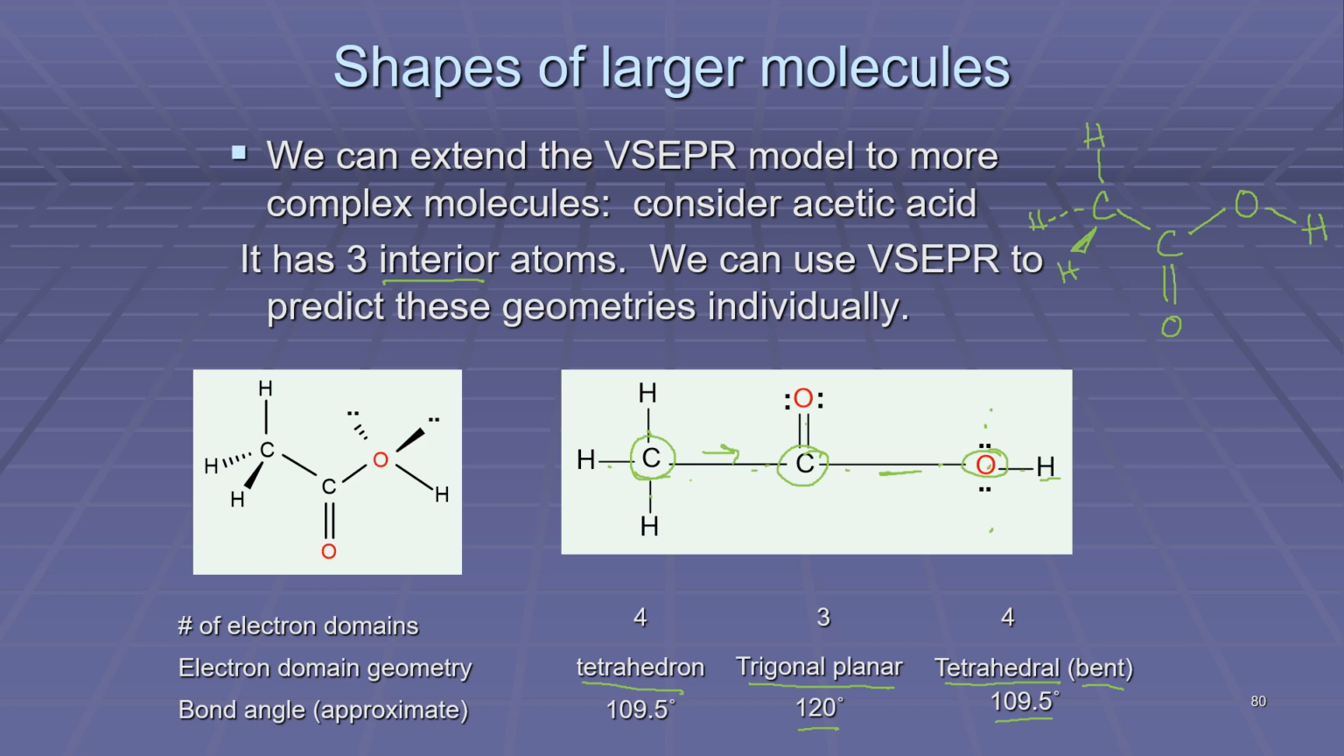But you don't want to put them straight across from each other, because it's not linear, it is bent. And then I'm going to put little balloons to show the unshared pairs, to show that they're taking up space, and that's why the oxygen's bent. So again, this is the overall shape of the molecule. If you have more than 1 center, you can't name the overall geometry, but you can determine the geometry of each center or each interior atom.